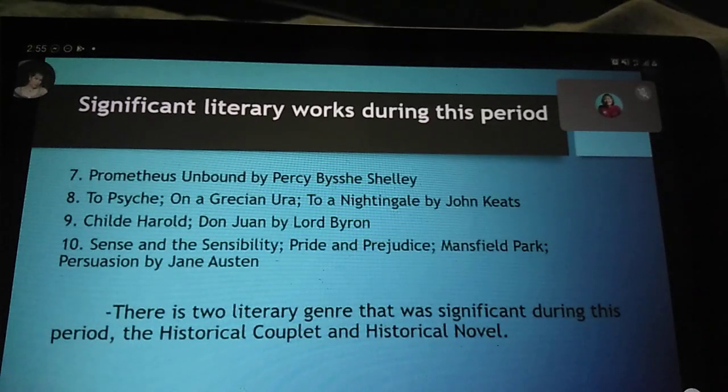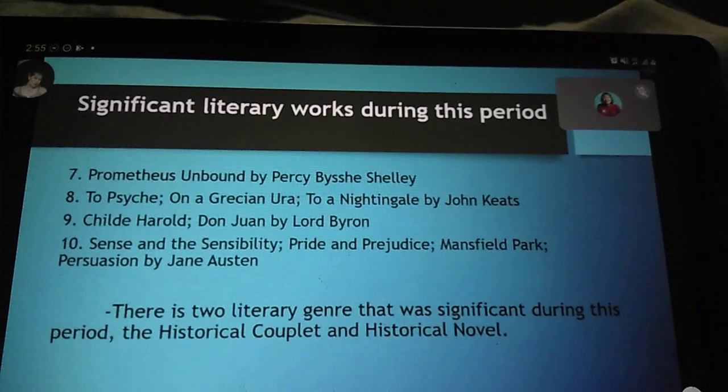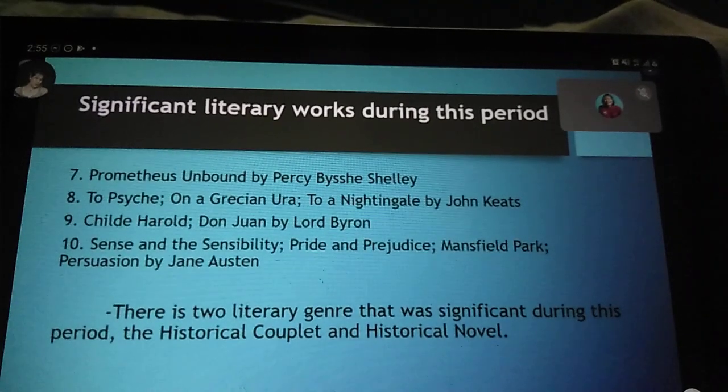Other significant literary works during this period are Prometheus Unbound by Percy Shelley, Ode on a Grecian Urn and Ode to a Nightingale by John Keats, Childe Harold and Don Juan by Lord Byron, Sense and Sensibility, Pride and Prejudice, Mansfield Park, Persuasion by Jane Austen. There are two literary genres that were significant during this period.